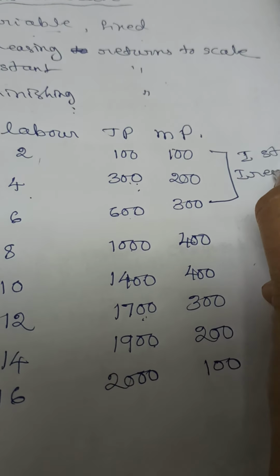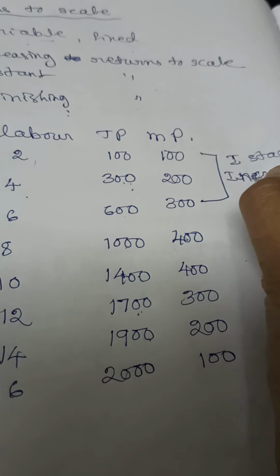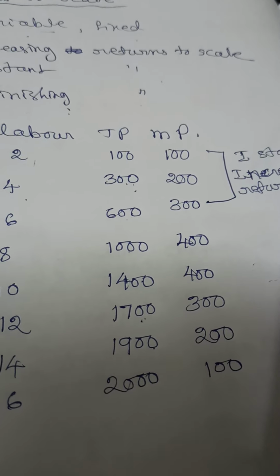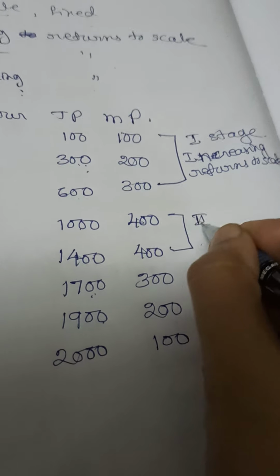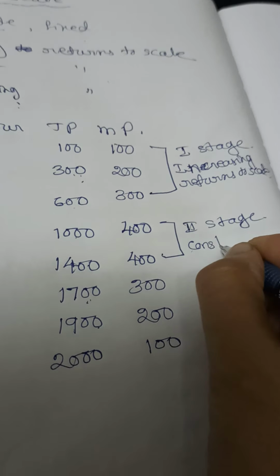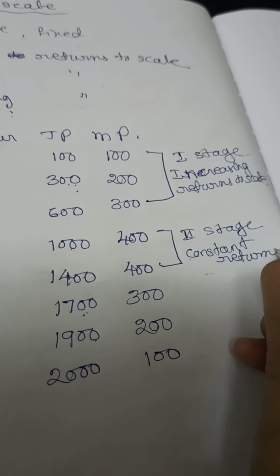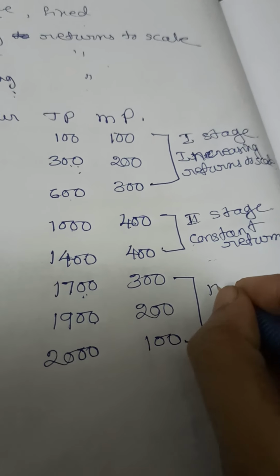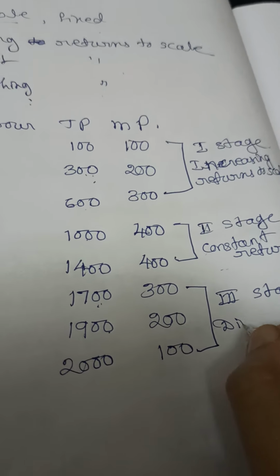Increasing return to scale. Then this is the second stage, that is constant return. Constant return to scale. This is the third stage. That is diminishing returns.